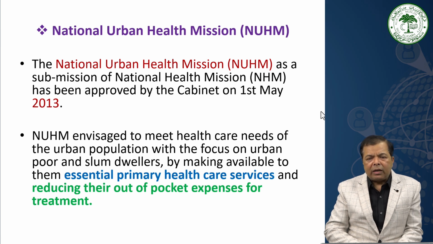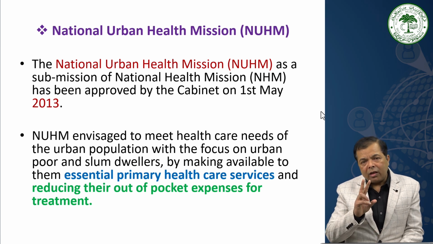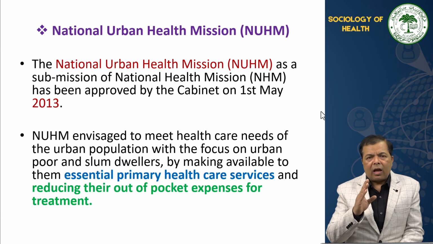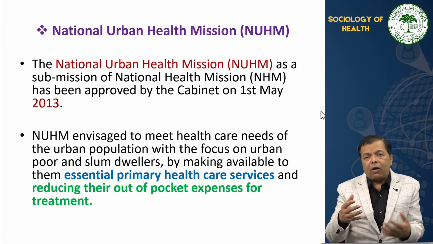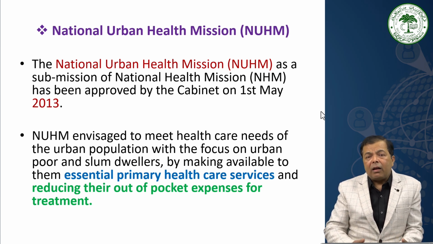It envisaged meeting the healthcare needs of the urban population with a focus on the urban poor and slum dwellers by making available to them essential primary healthcare services and reducing their out of pocket expenditure. So, two things we are talking about. One is the accessibility of primary healthcare, because when people are in distress, they need some kind of healthcare facility immediately, and primary health centers actually help them because these are available in the vicinity, in the locality in which people are living, right?